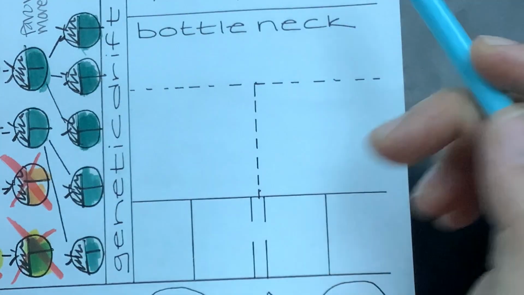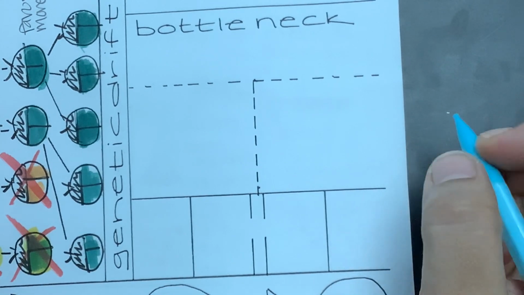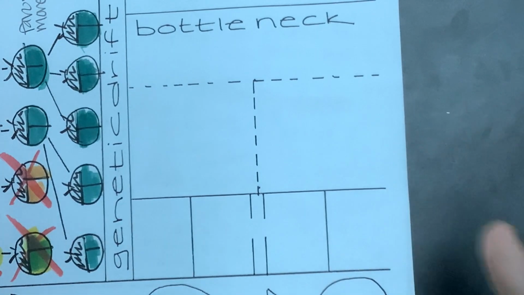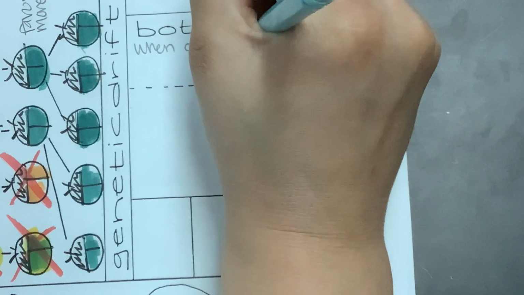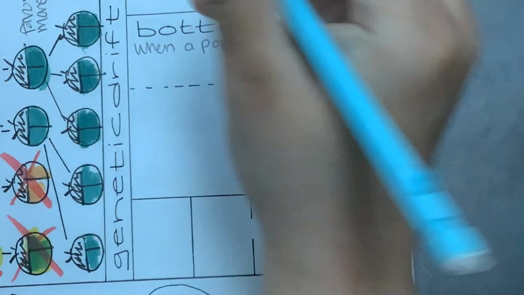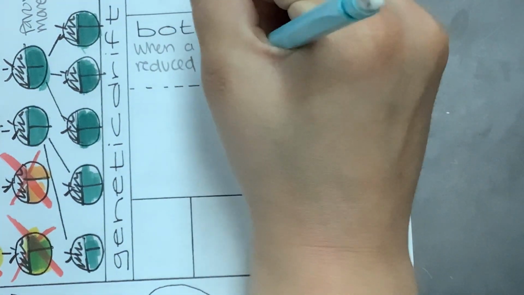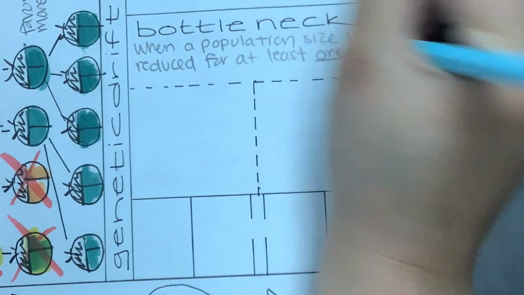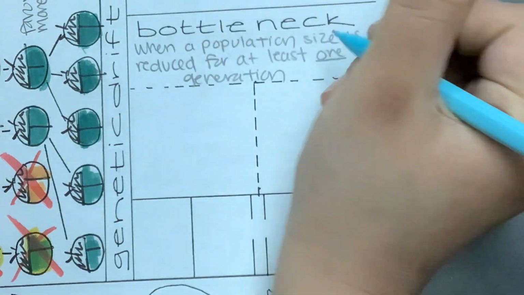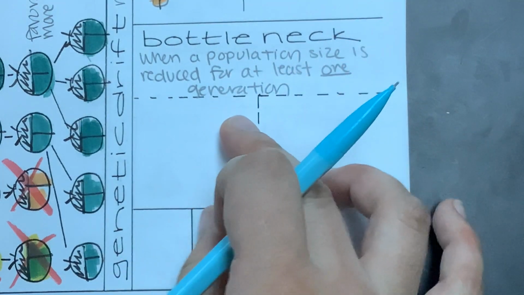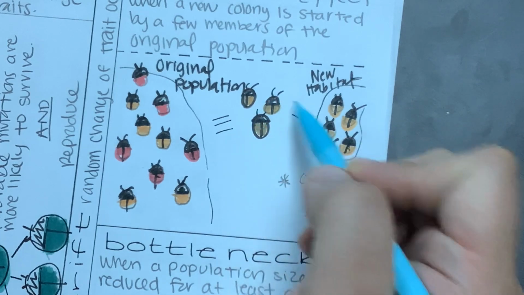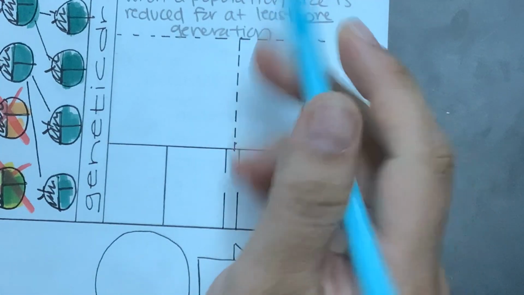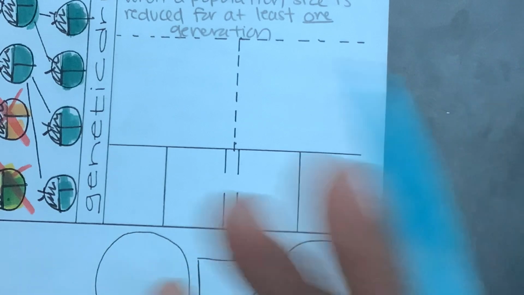Okay, so that other example of genetic drift is called bottleneck, and bottleneck is when a population size is reduced for at least one generation. So let's write that down. Okay. So this usually happens not because some of the original population wander off, but because there's some sort of natural disaster or disruption.